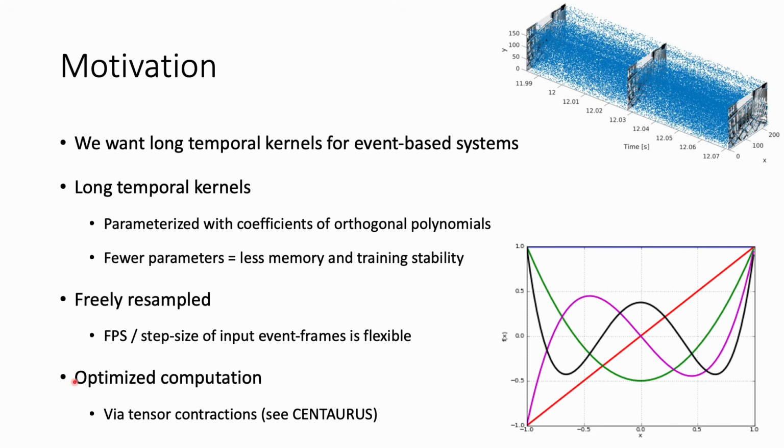And the third point is that having this polynomial structure gives you the opportunity to do optimized computation. I'm not going to go into too much detail here, but you can check out our sister work, Centaurus, where we talk about how, by this polynomial projection, you can come up with different orders of operation, and you can pick an optimal order for your input tensor size to optimize the compute.